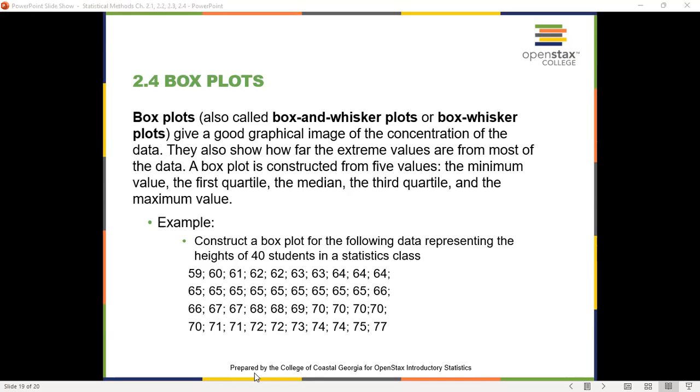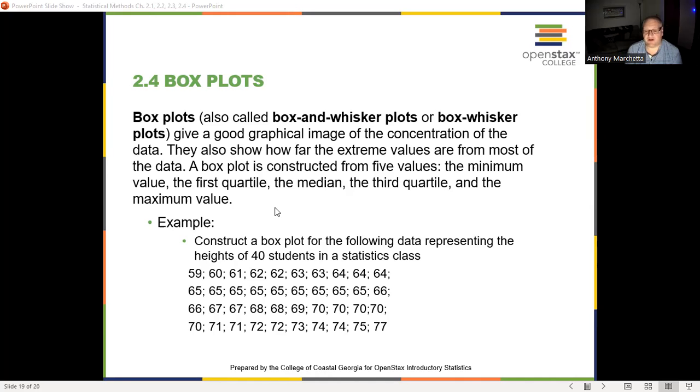Welcome back. We're about to talk about how to do a box plot now. And the box plot is also called a box and whiskers plot or a box whisker plot. And basically, they follow the concept of quartiles. So box plots give a good graphical image of the concentration of data. They also show how far from the extreme values are the most of the data. A box plot is constructed from 5 values: the minimum value, the first quartile, the median, the third quartile, and the maximum value. Here's an example.